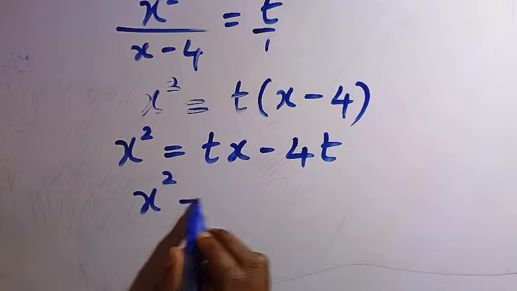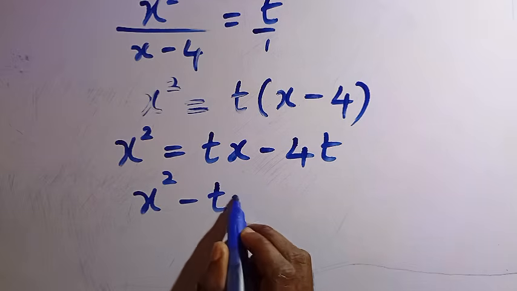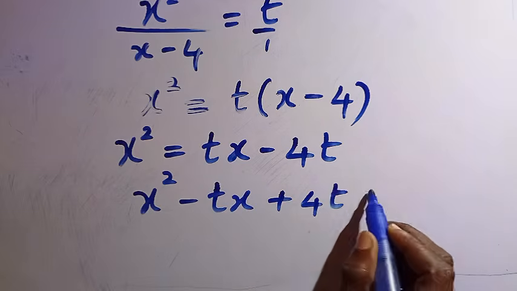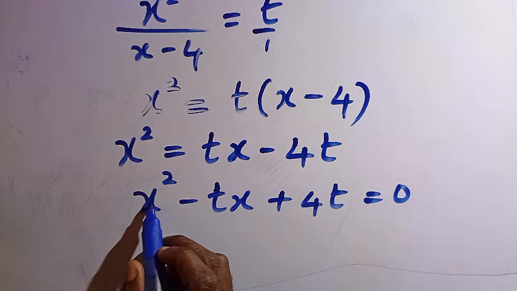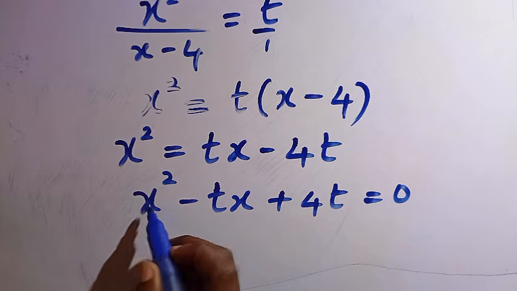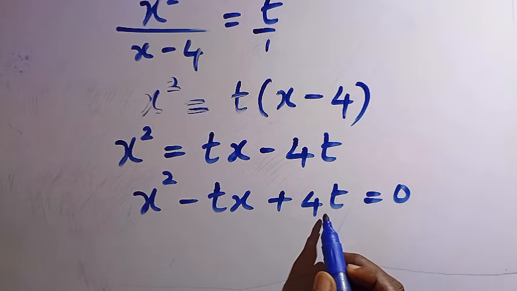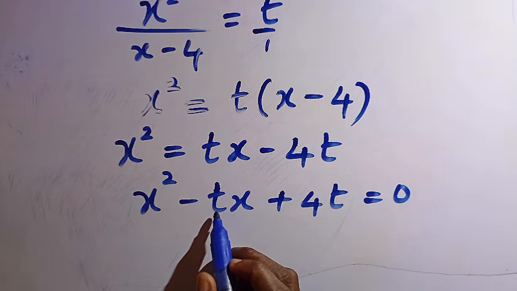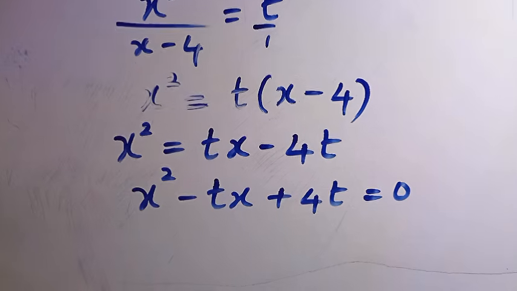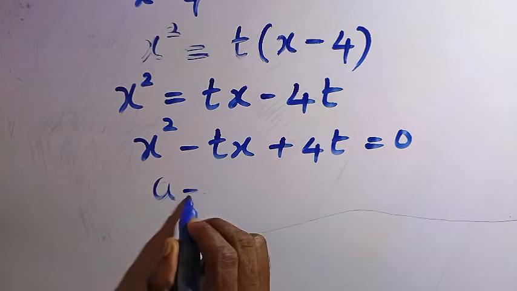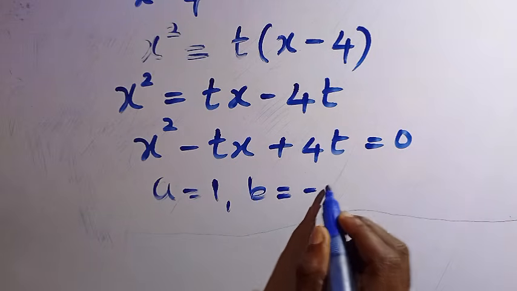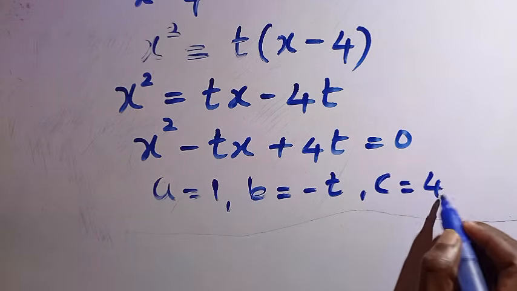We have x squared minus tx plus 4t equals 0. This forms a quadratic equation. It is x that we are going to take as the variable here, and t remains a constant number, a coefficient at this side. All right. So by proceeding, we are going to apply the quadratic formula. Note that from here, a equals 1, b equals minus t, then c equals 4t.